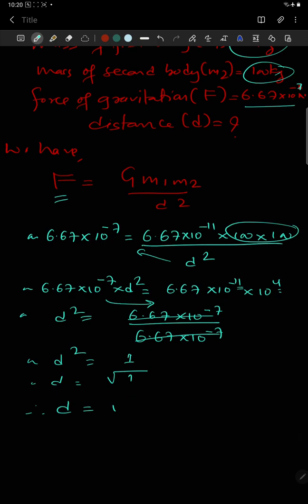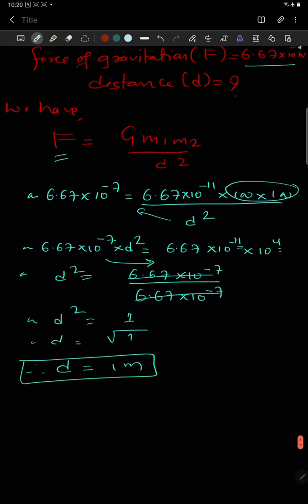Since it is SI units we are using in all quantities, so the SI unit of distance is meter. So this is our answer. That means the distance between them is 1 meter. So we can write hence required distance is 1 meter.